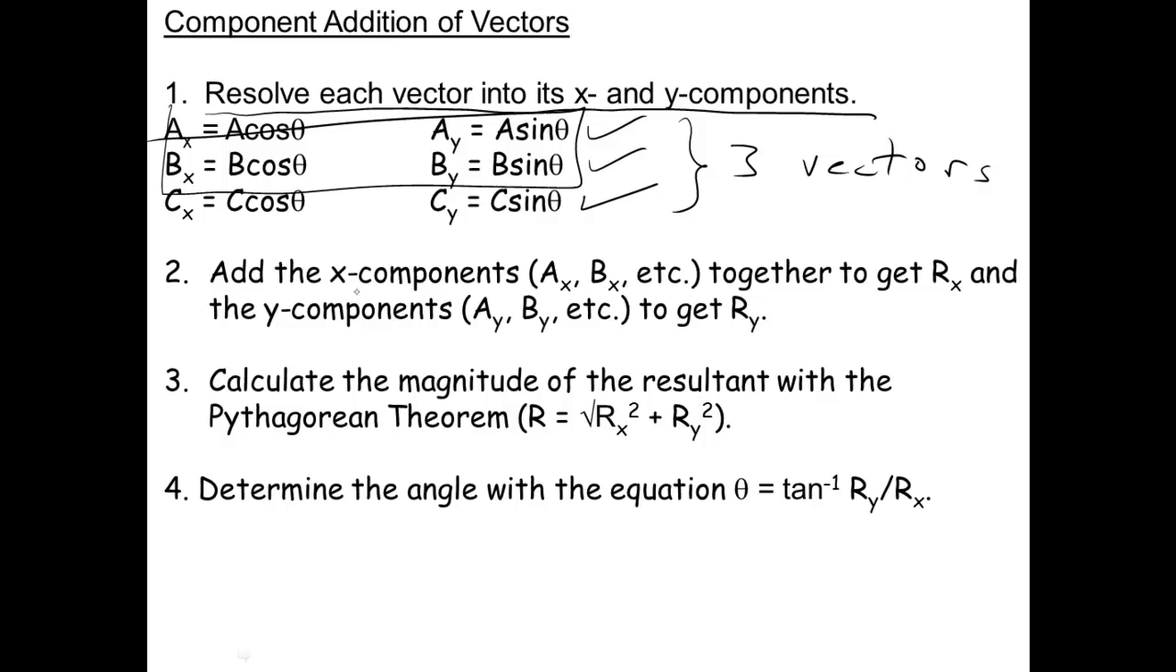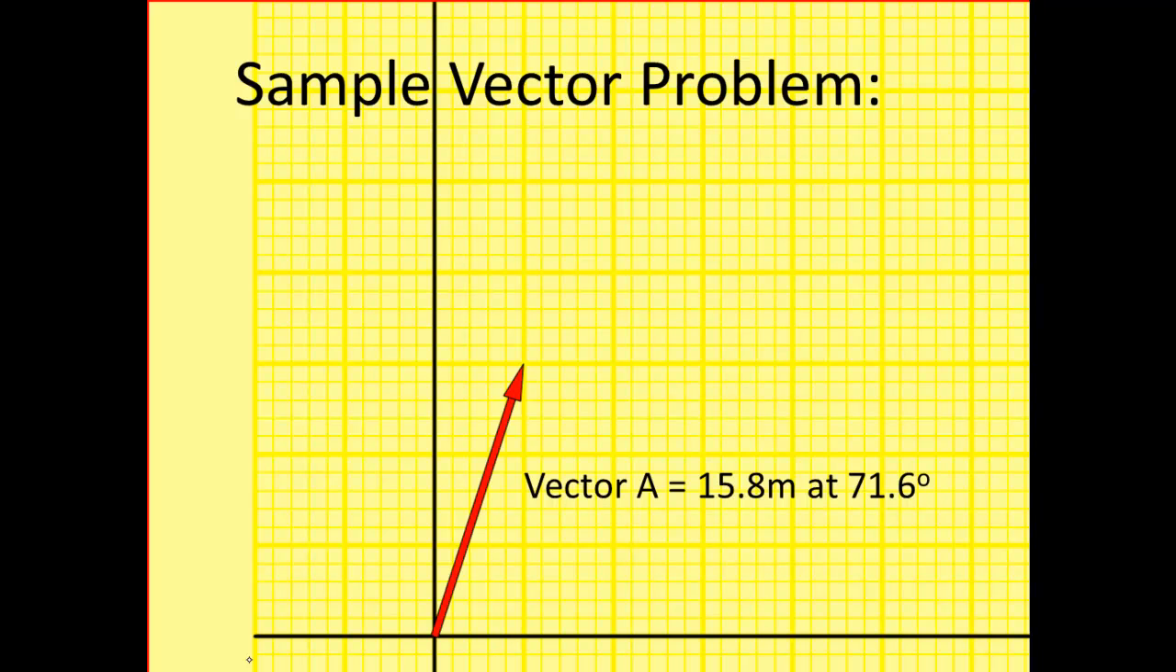Now what we would do is we would take all the x components, add them together to get what we would call the resultant x, and add all the y components to get what we call the resultant y component. Then we would calculate the magnitude using the Pythagorean theorem. And finally, we need to find the angle. So let's apply all 4 of these steps in an example.